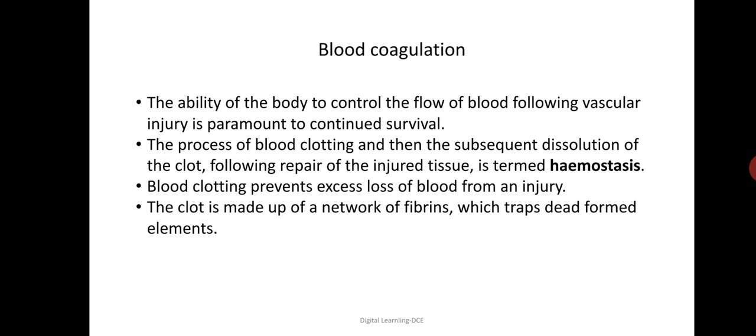Why is blood coagulation essential? The process of blood clotting and then the subsequent dissolution of the clot following the repair of injured tissue is essential to have hemostasis. Hemo means blood, stasis is to stop. The loss of blood due to any injury, that may be due to accidents or damage to the tissues or blood vessel, can lead to disturbance to the homeostasis. That can lead to dehydration in the body that may lead to many complications.